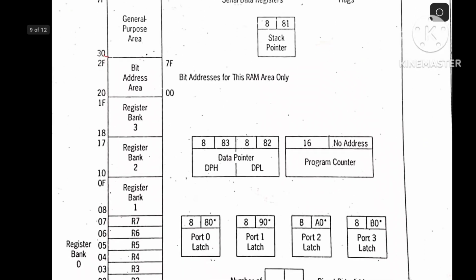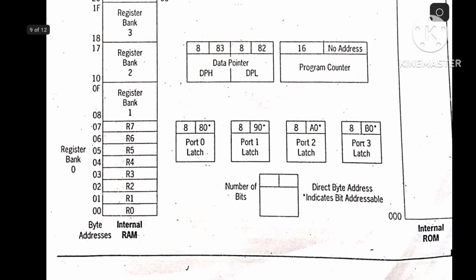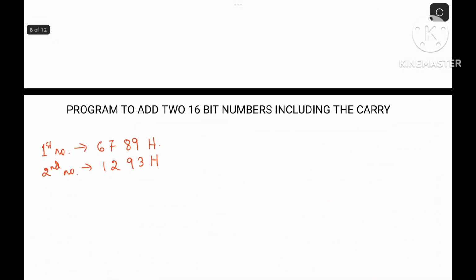Okay, and if we remember the architecture, all these registers where our data is supposed to be stored, it's all 8-bit. So it's impossible to store the 16-bit number in a register. So we have to take two registers, or two memory locations, to store the 16-bit numbers.